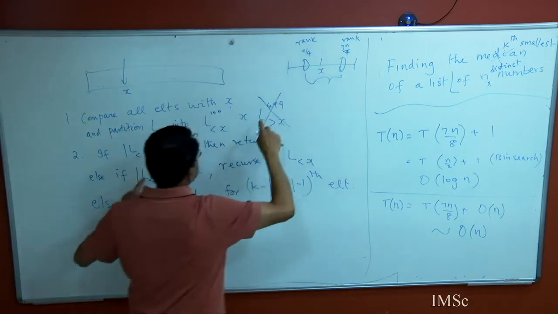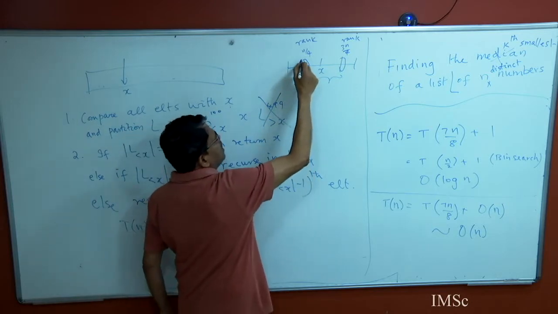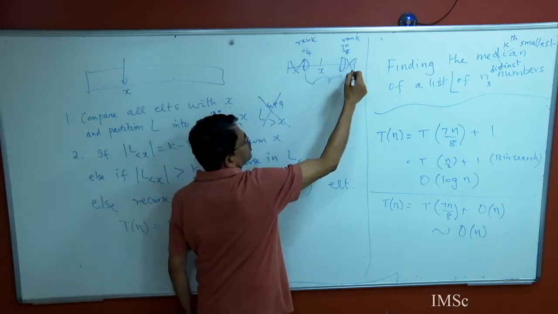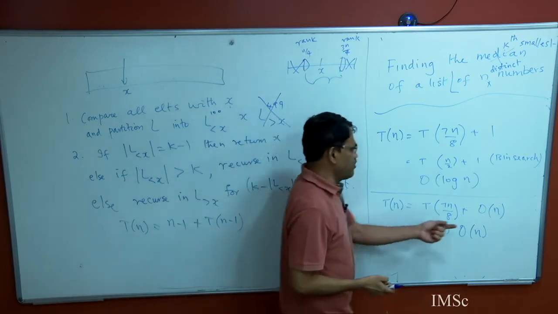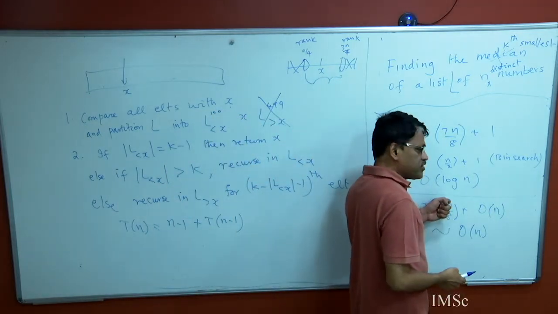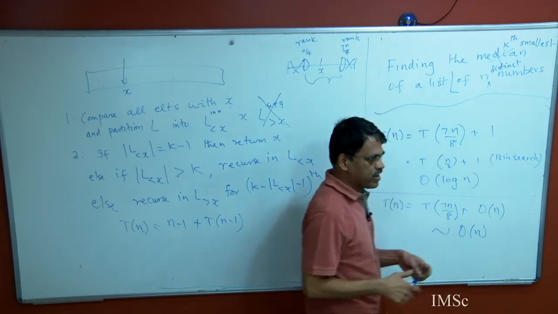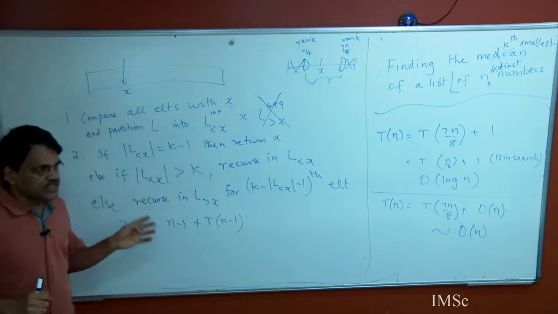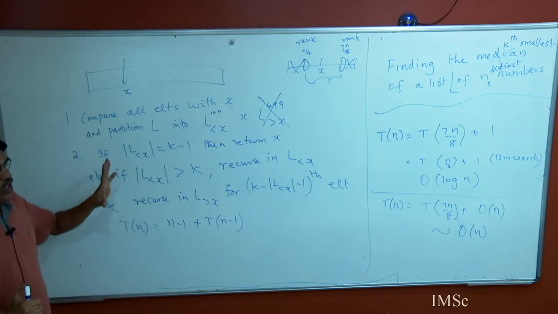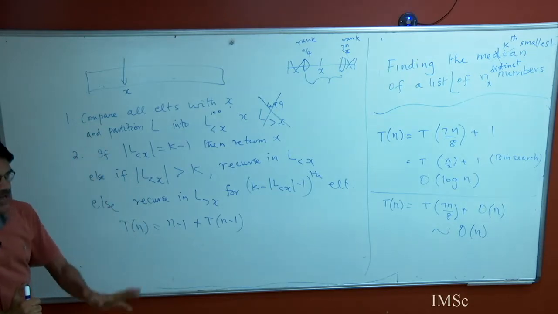And then when you do these comparisons and do your partitioning, either this gets thrown out or that gets thrown out. So at least some n over 4 elements get thrown out. So it will be order n plus T of 3n by 4, which is a good thing. And that's going to happen with good probability. Okay, so this can be converted into a good randomized algorithm.